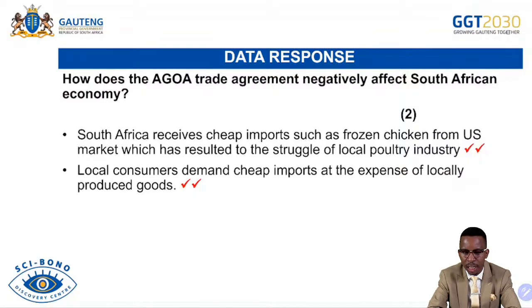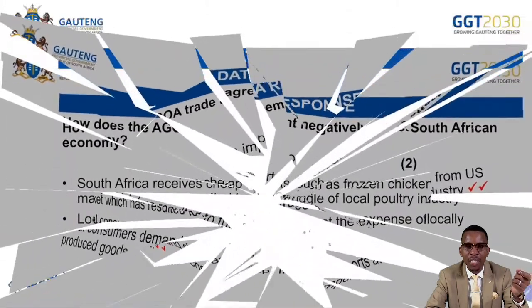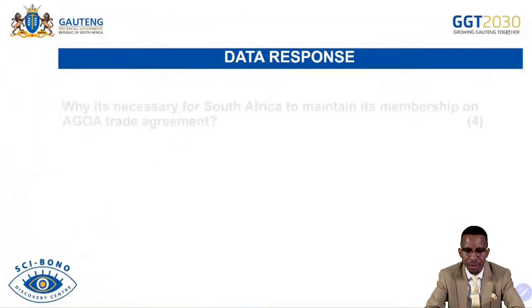Local consumers demand cheap imports at the expense of locally produced goods and services. As imports from the US are very cheap because of the trade agreement, local consumers are not mainly demanding locally produced goods and services, but they substitute them by demanding the imported goods that are relatively cheap, which compromises our local economy and local industries.